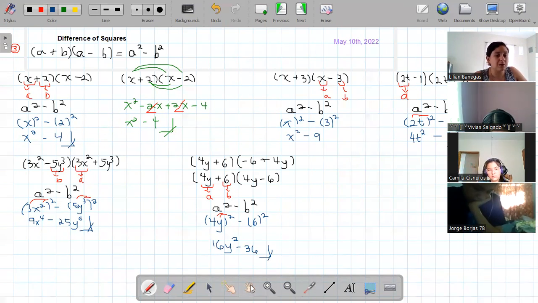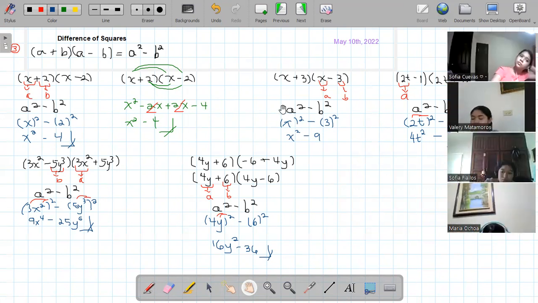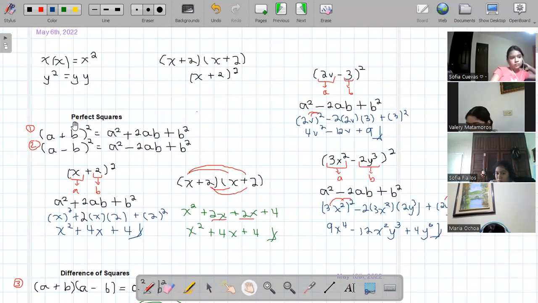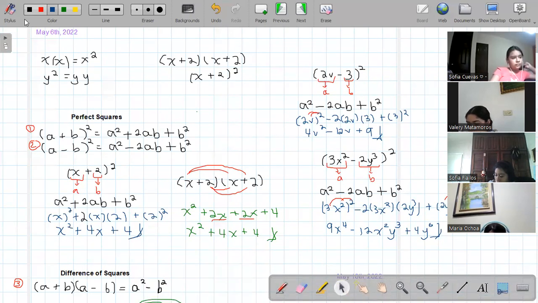So what are we missing? Just to place the topic name. But before, is there any question whatsoever about the topic? No? We got it? Everything is clear? Okay. It's an easy formula, right? So we saw 3 different formulas, perfect squares and difference of squares of these specific scenarios.